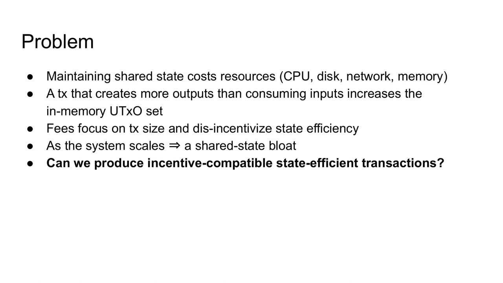And if more transactions are like that, if transactions typically increase the state, then as the system scales, we would end up in a high requirement of resources, which might even be unmaintainable. So the question I'll try to answer in this work is how we can produce incentive-compatible but also state-efficient transactions.